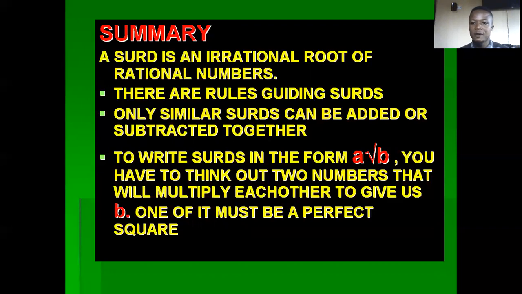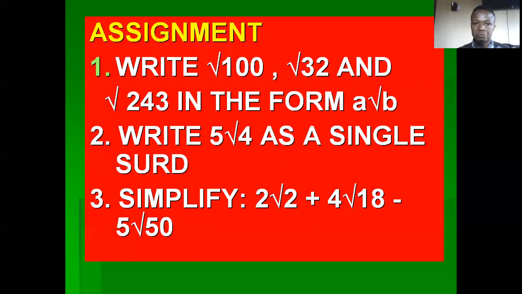To write surds in the form A surd B, you have to think out two numbers that will multiply each other to give us B. One of them must be a perfect square. Remember, a perfect square has an exact square root. It's not recurring when you find its square root.